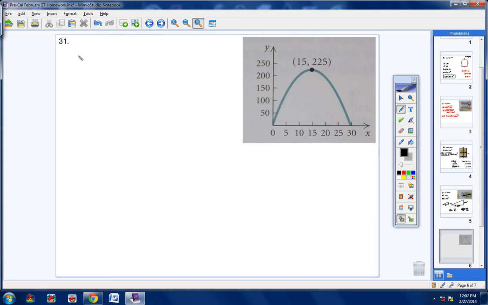Okay, so we're going to express area as a function of X. Area as a function of X. There it is. So with that in mind, I'm going to slide this down here.